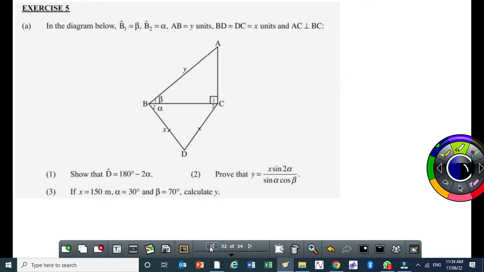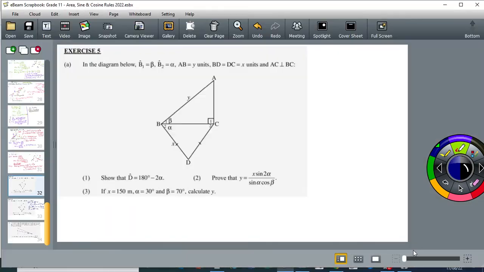Let me adjust this. Okay, this page is supposed to be there.